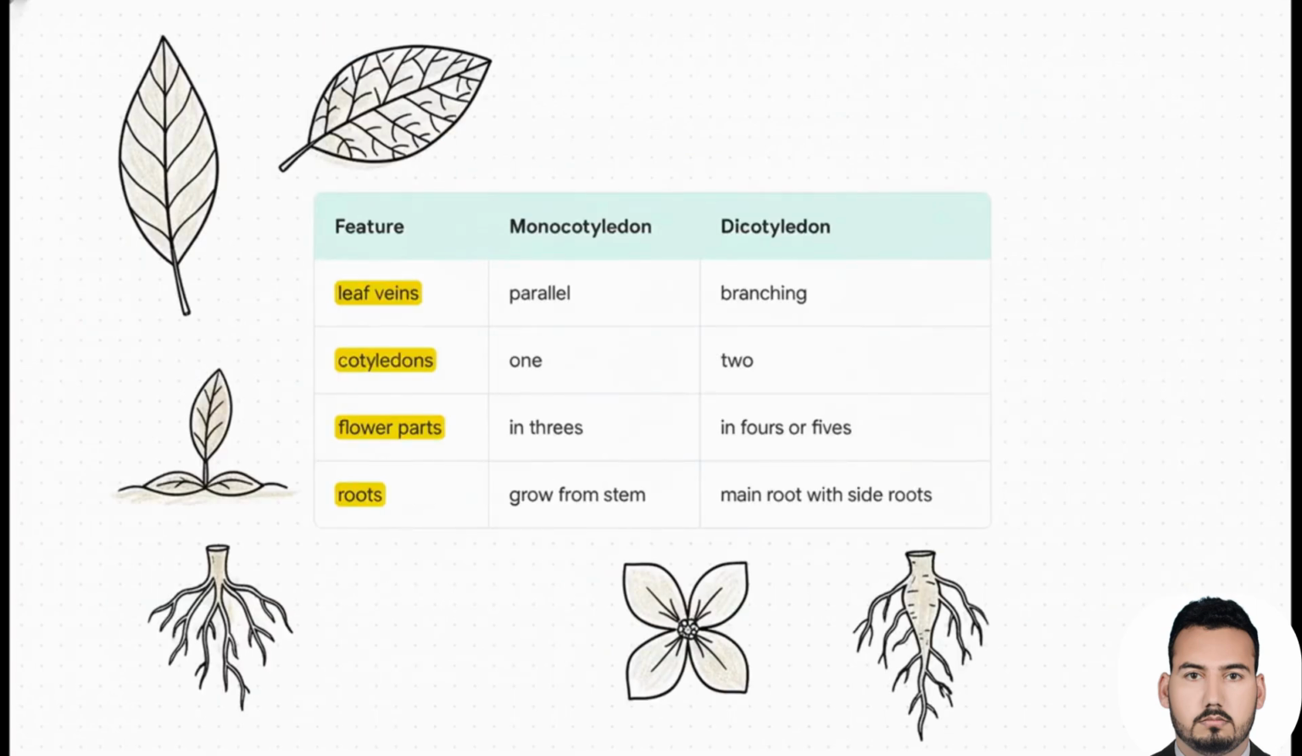This chart here really helps us build a complete profile for our suspects. It lays out all the clues in one place. We've already covered the leaf veins and the whole 1 versus 2 cotyledon thing. But look closer. The differences just keep going. Monocots' flower parts, like their petals, almost always show up in groups of 3. For dicots, it's usually groups of 4 or 5. And even their roots are different. Monocots have this fibrous root system that grows from the stem, while dicots tend to have one main central taproot with smaller roots branching off it.